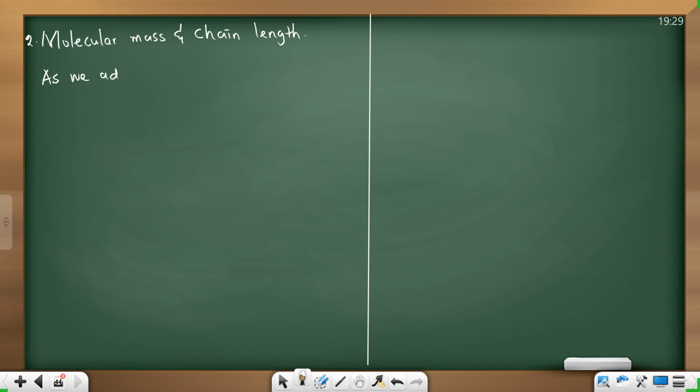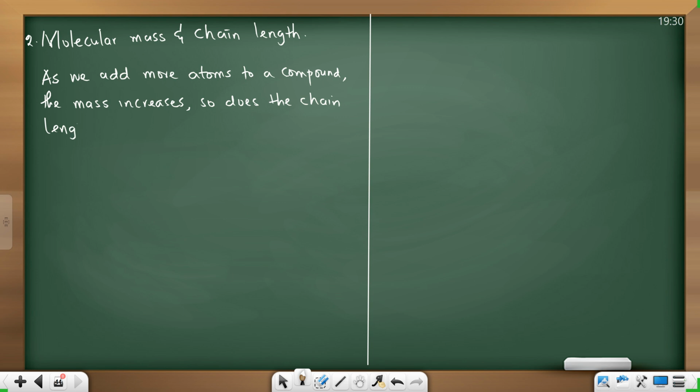As we add more atoms to a compound, the mass increases, so does the chain length. Let me explain that quickly. If I look at this, look at that. Anybody wants to give me the name of this compound?